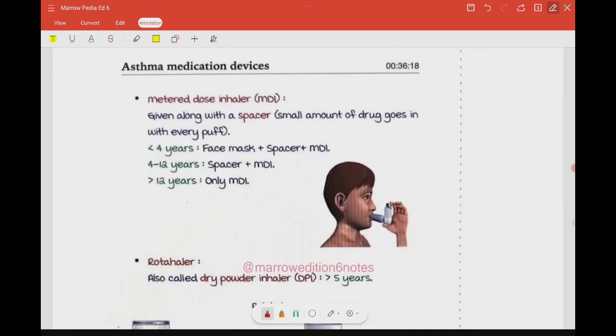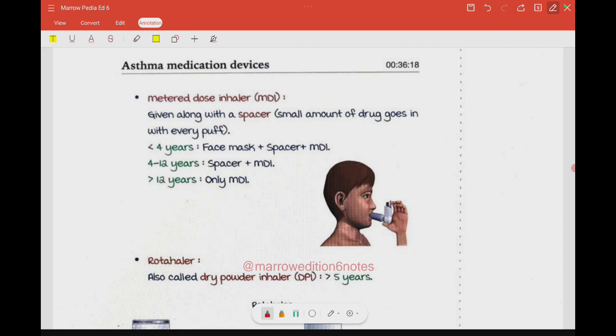Now the asthma medication devices, we can use meter dose inhaler given along with a spacer. Small amount of drug goes in with every puff. So in less than 4 years, we have to use 3 things, which includes face mask, spacer and MDI. And between 4 to 12 years, we have to use spacer and MDI. They can use without a face mask also, but when the child is more than 12 years, by training they can use MDI effectively.